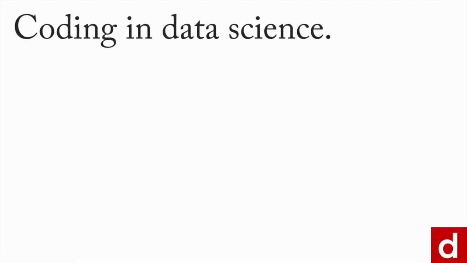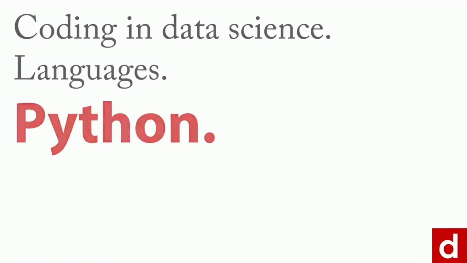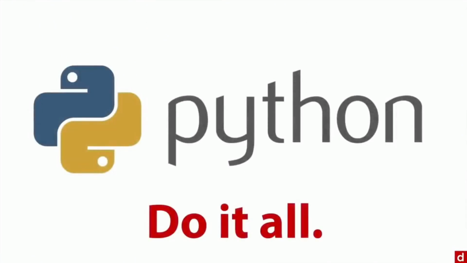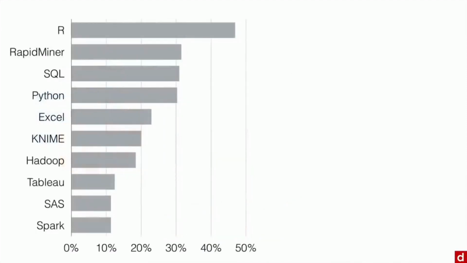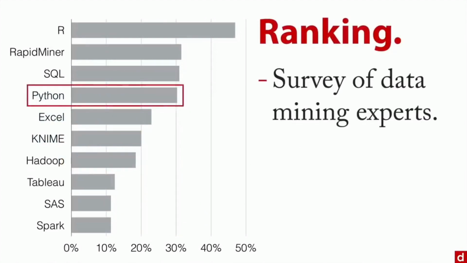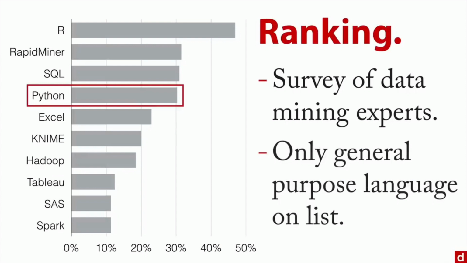When talking about coding in data science and the languages, along with R, we need to talk about Python. Now, Python, the snake, is a general purpose programming language that can do it all, and that's its beauty. If we go back to this survey of the software used by data mining experts, you see that Python's there. It's number 3 on the list. And what's significant about that is on this list, Python is the only general purpose programming language. It's the only one that can theoretically be used to develop any kind of application that you want. That gives it some special power compared to all these others, most of which are very specific to data science work.